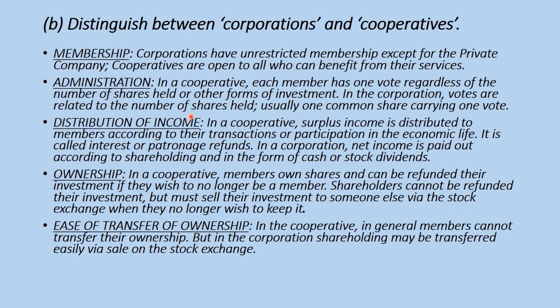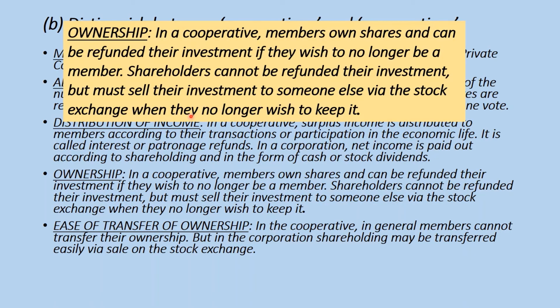Next, we look at ownership. In a cooperative society, members own shares and can be refunded their investment if they wish to no longer be a member. Shareholders in a corporation cannot be refunded their investment but must sell their investment to someone else via the stock exchange when they no longer wish to keep it.